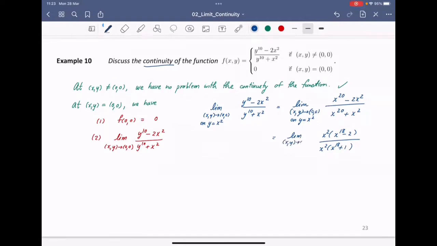Okay. If you pick y equal to x squared, and then that cancels out, you plug in 0. What do you get here? -2 over 1, so -2. Agree with me? So you get -2. Well, can you find another line that gives a different limit?